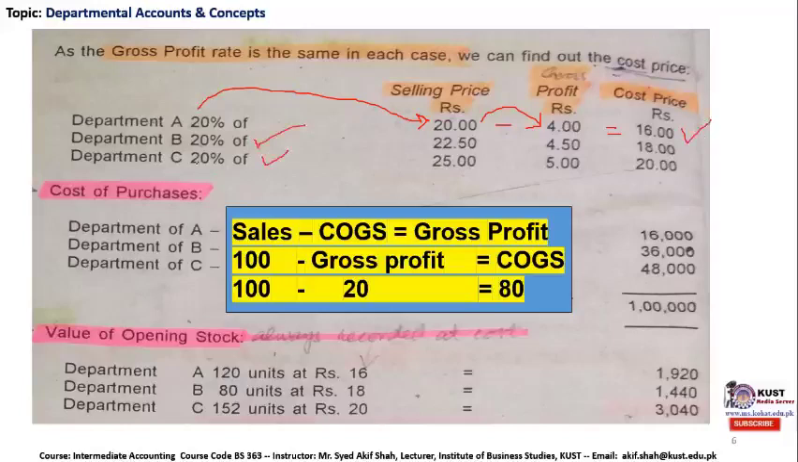Once again, for the C calculation, let's take an example that 20% has been applied on 25 rupees, and the resultant gross profit of department C is 5. After subtracting it from the selling price of department C, we come up with 20 rupees per unit cost of department C.